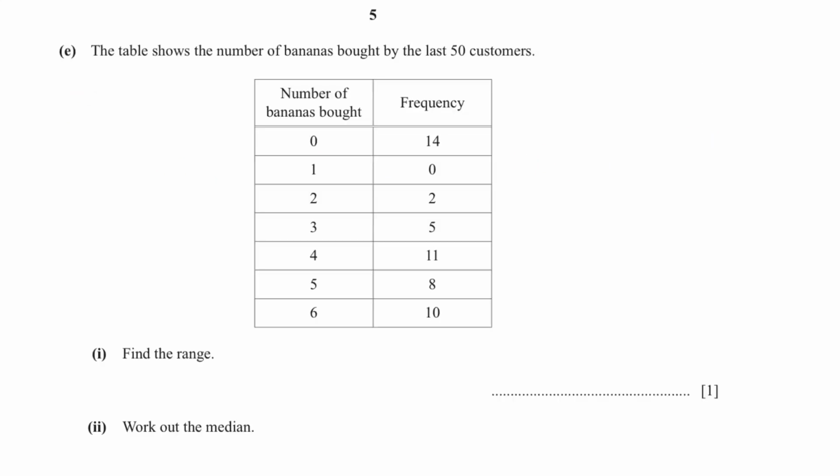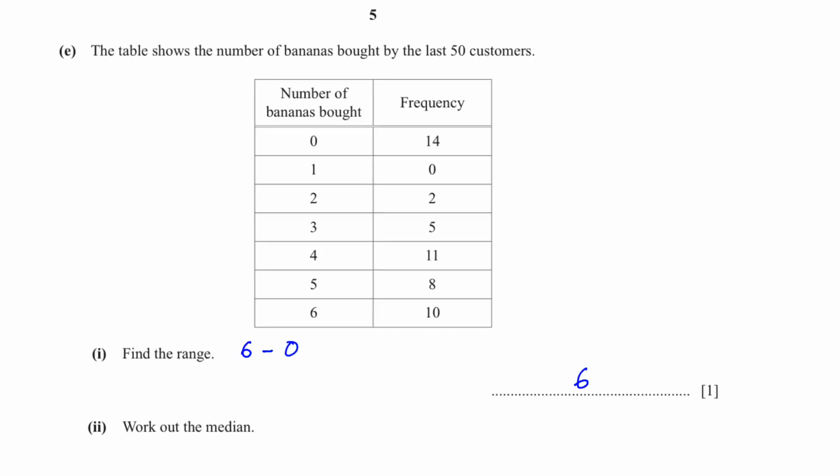3E. The table shows the number of bananas bought by the last 50 customers. Find the range. Range means what? The highest value minus the lowest value. So the highest number of bananas bought are 6 and the lowest is 0. So our range is 6 minus 0, 6. And then for E2, we have to work out the median.